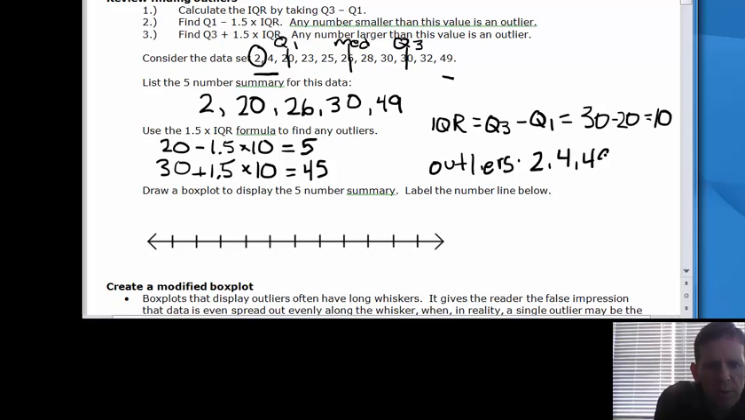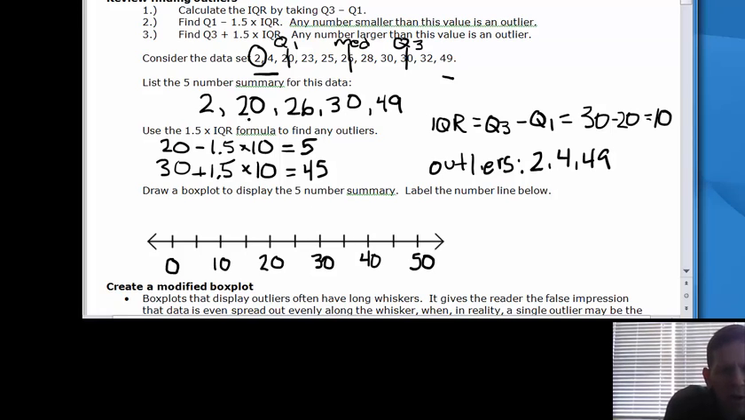When we draw our box plot to display the 5 number summary, we always do a scale first. Our numbers range from 2 to 49. 0 is pretty close to 2. 50 is pretty close to 49. So if we could span from 0 to 50, that might be nice. I thought about doing 10, 20, 30, 40, 50, but I think we could go by 5s. 5, 10, 15, 20, 25, 30, 35, 40, 45, 50. That would spread out our data a little bit better. I like using as much of the scale as possible when we draw our box and whisker plots.